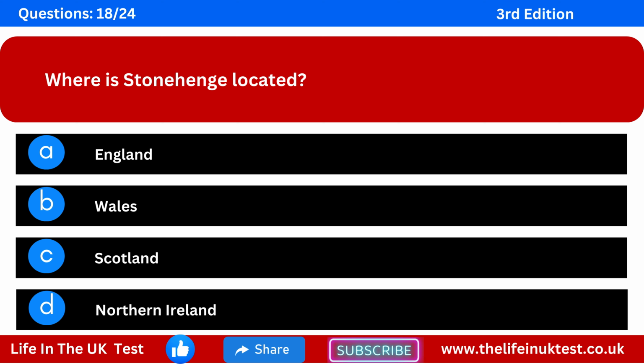Where is Stonehenge located? Option A, England. Option B, Wales. Option C, Scotland. Option D, Northern Ireland.